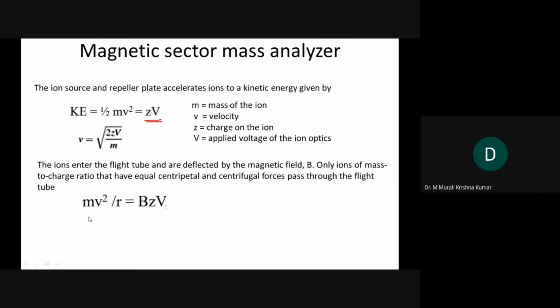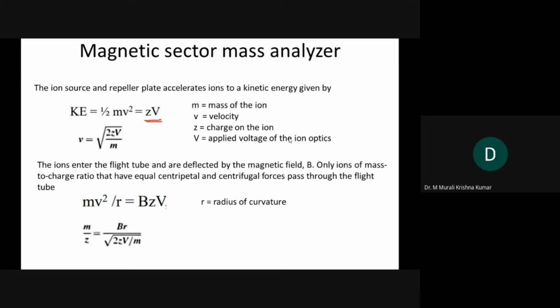So mv square by r is the centrifugal force. BzV is the magnetic force that is applied. z is the charge, and V is the voltage that we have applied at the ion optics.